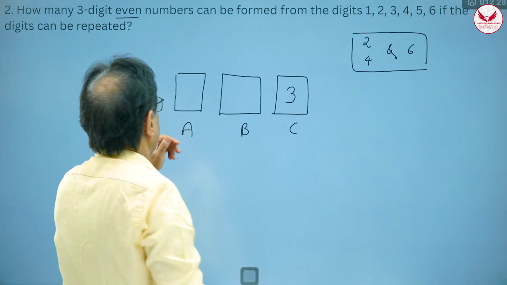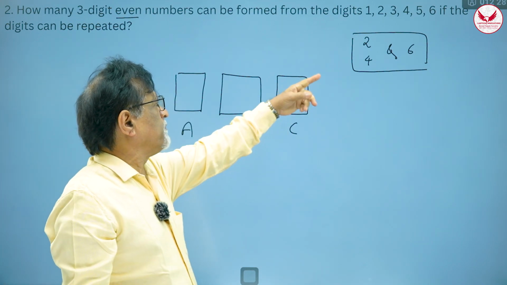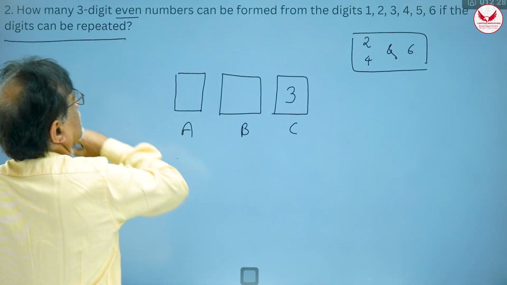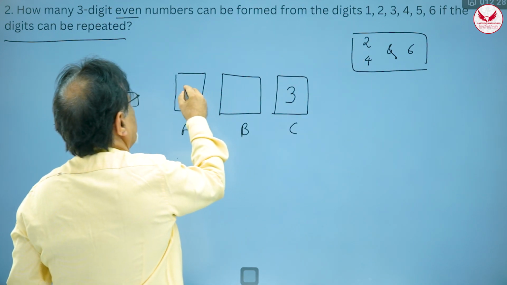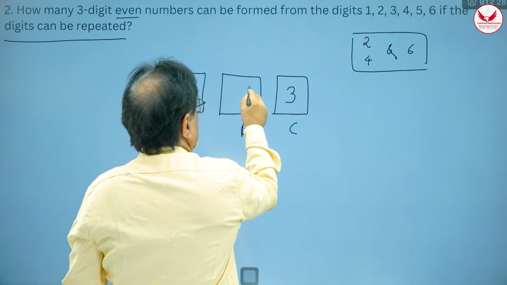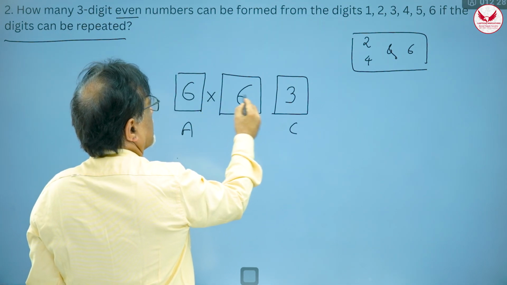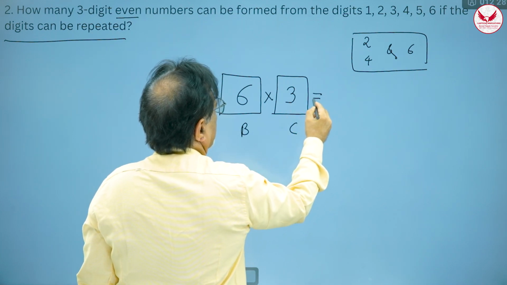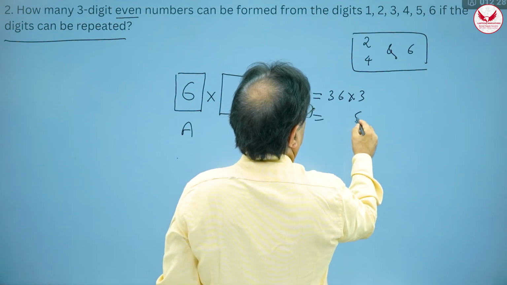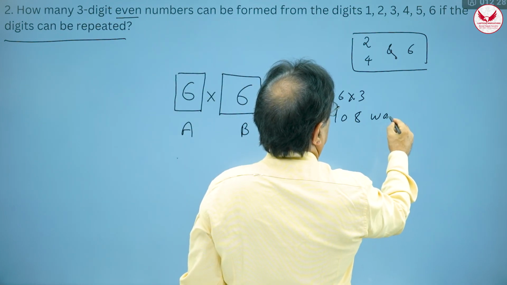Now, how many ways job A can be done? How many alternatives do I have? I have got 6 alternatives. Repetition is allowed, because one of these 3 will be used here, but even that can be used here because repetition is allowed. That means all 6 numbers can be fitted here. So therefore 6 ways of filling this box. Even here also there are 6 ways of doing the job. Therefore the answer by using the multiplication principle is 6 multiplied by 6 multiplied by 3, that is 36 multiplied by 3, which is equal to 108 ways of completing the job.